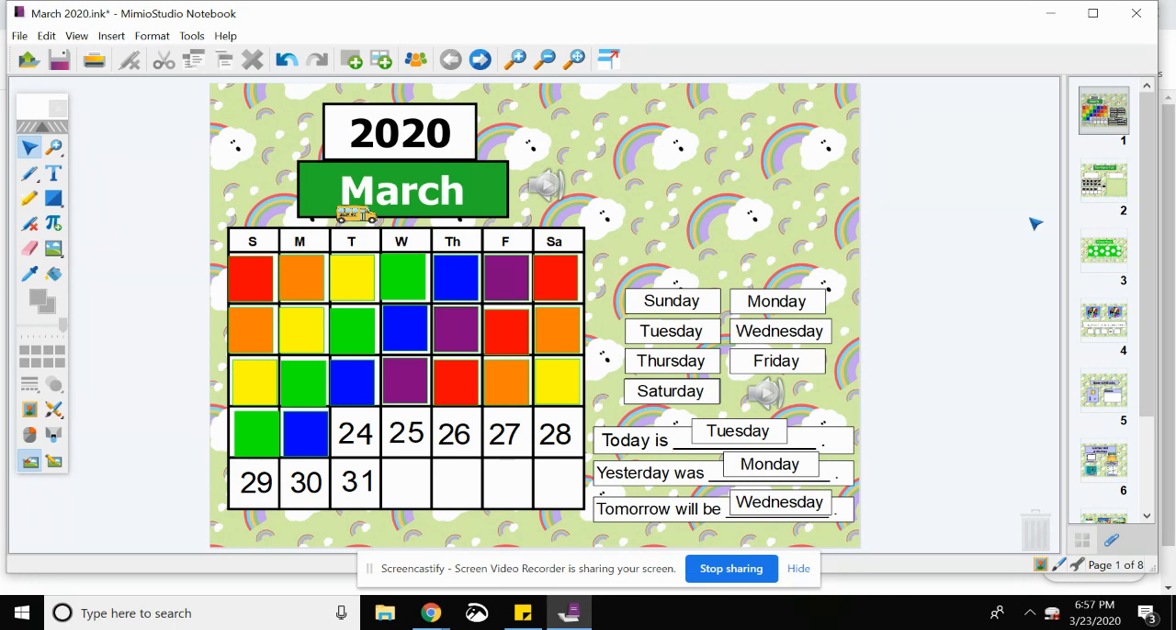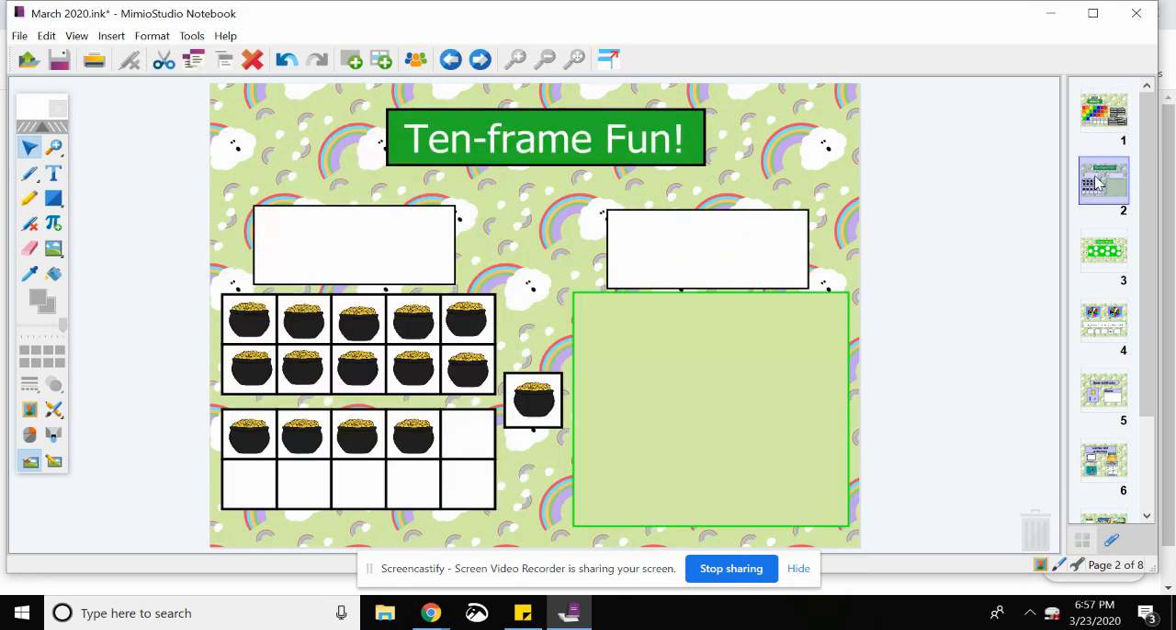I'm going to give you a couple of seconds to figure it out. So let's look at it. We're looking at our double 10 frames. So as you can see, I've covered up one of our problems. Your job is to tell me how many pots of gold are on our double 10 frames. For a challenge, can you write me the number sentence that shows this number? So I'm going to give you a couple seconds.